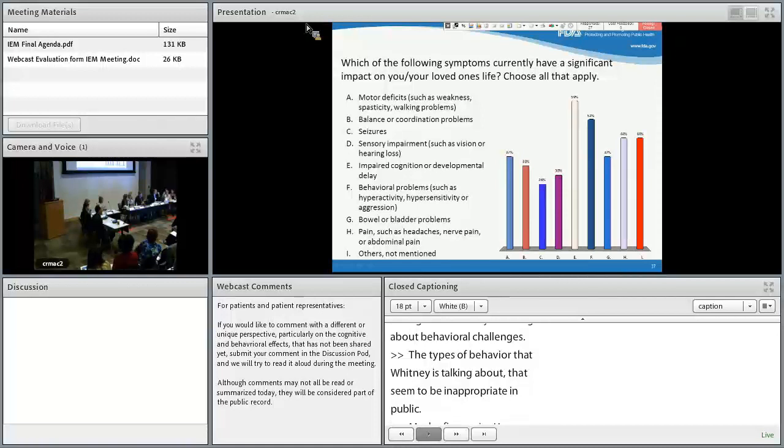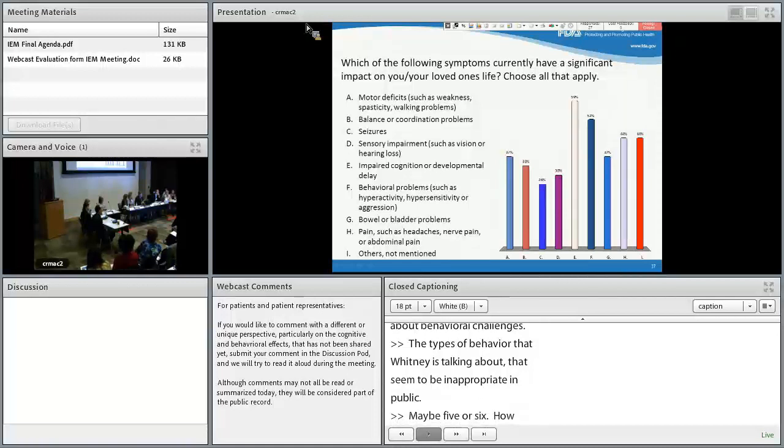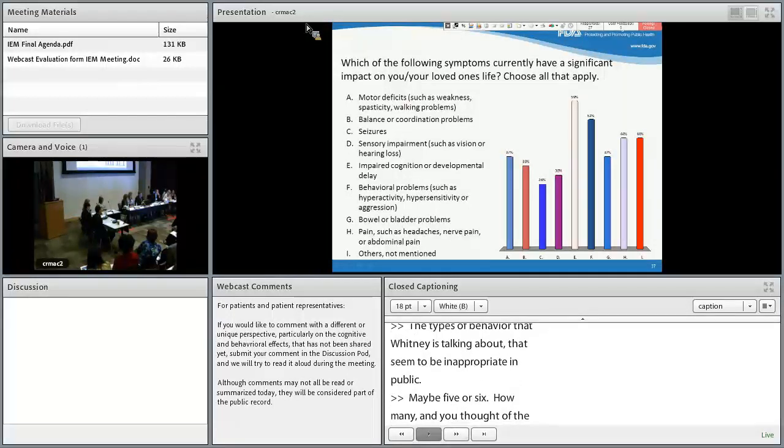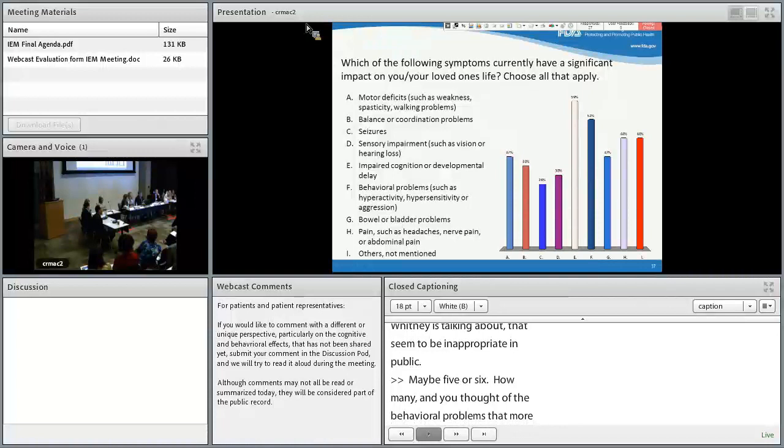Okay, how many, when you thought of the behavioral problems, thought more of aggression? Or maybe they're all related. They're all related. What about the anxiety? Not so much that you listed that as a behavioral problem, but that's how it manifests itself. Okay. All right.